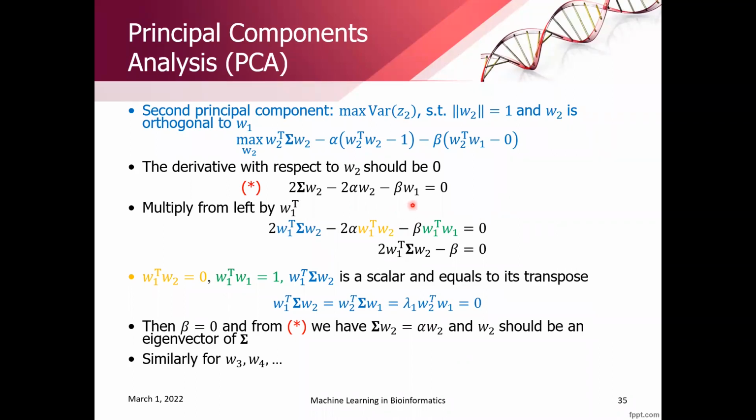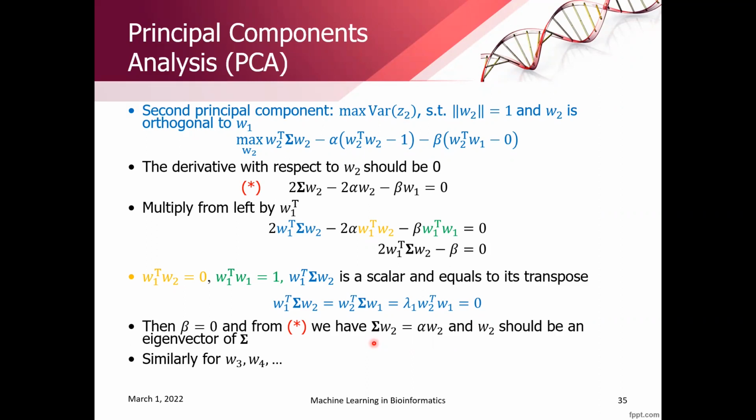What is the value for beta? Here we have shown this term W sub 1 transpose times sigma times W sub 2 here is 0. So beta must be 0. If beta is 0, substitute here, so this term we can omit, and we remain with the first two, and we have that sigma times W sub 2 equals alpha times W sub 2. In other words, W sub 2 is also an eigenvector of the covariance matrix sigma.